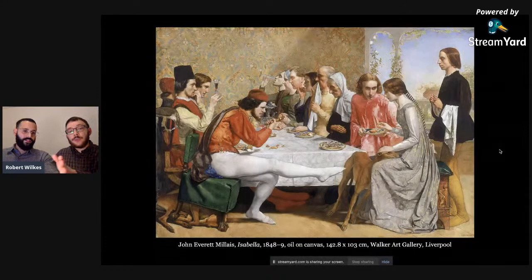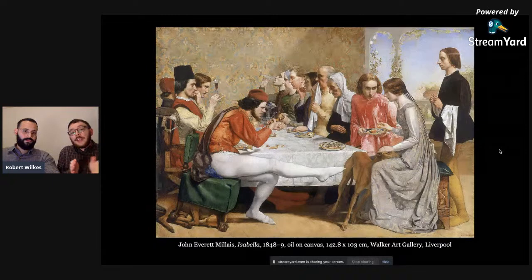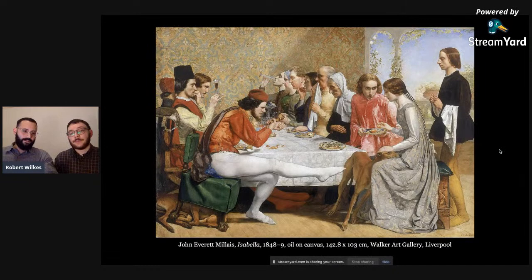This strange fresco-like way of arranging the figures. And the angle of the table, which is quite jarring in the way that it recedes sharply into the background.